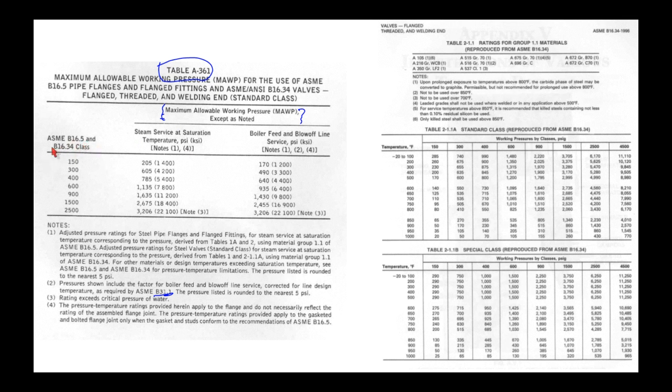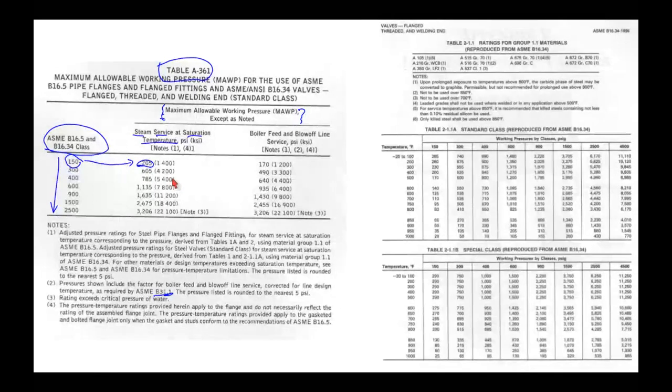And then it's the B16.5 class, which we just looked at, the 150, 300, all the way to 2500. Okay, so increasing in class. And then this is for steam service at saturated temperature, so saturated steam, okay? So if it's in saturated steam service, a class 150 flange is only good for, oh, damn it, this is in PSI. Okay, 205 PSI.